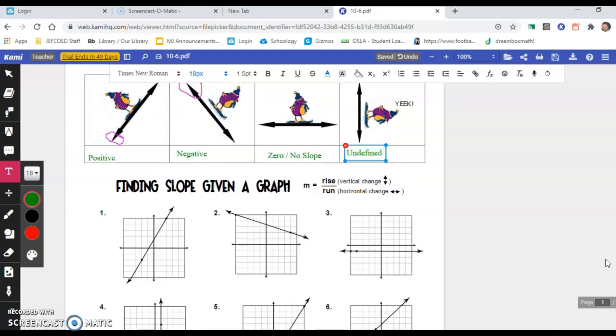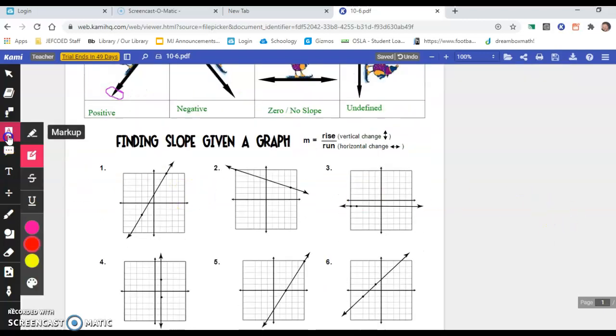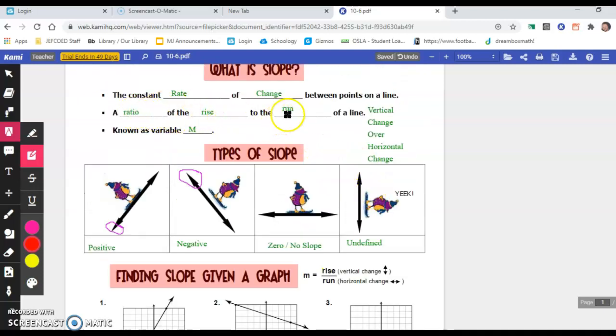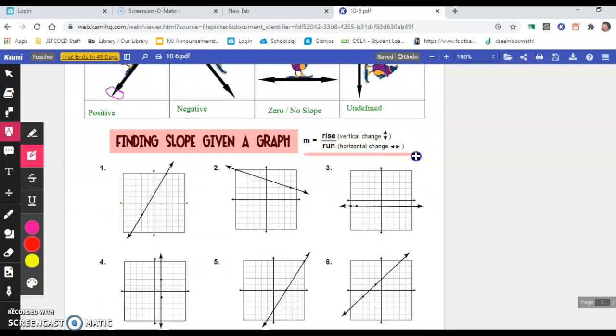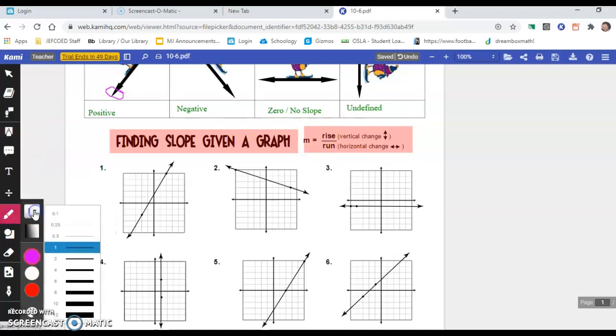Now, finding the slope of a graph. That's the next thing that we're going to look at: how to determine or find the slope. Like we talked about just a second ago in our notes, you're comparing the ratio of the rise to the run, or your vertical change over your horizontal change. So remember, vertical is not just up, it's up and down. And our run is our horizontal change, which is left and right both. I'm going to increase my thickness just a little bit on my drawing tool. Now, let's look at number one real quick.